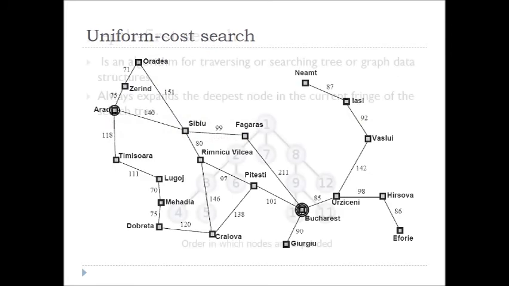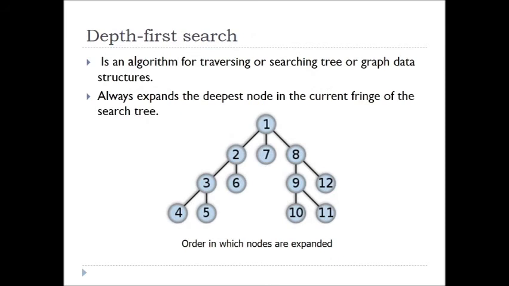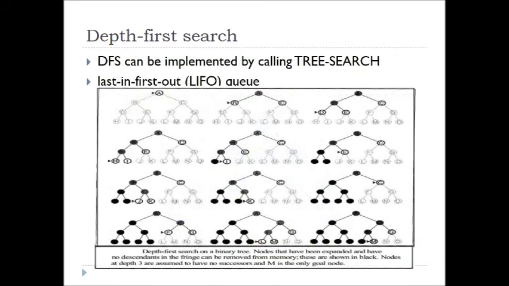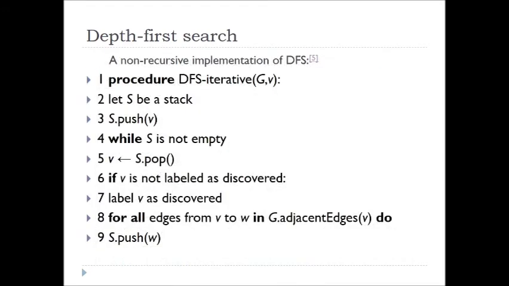Depth-first search is a simple strategy, or an algorithm, for traversing or searching tree or graph data structures. DFS progresses by expanding the first child node of the search tree that appears, and thus going deeper and deeper until a goal node is found, or until it hits a node that has no children. Then the search backtracks to the most recent node it hasn't finished exploring. DFS is implemented by calling tree search with a last-in first-out queue. There is also a non-recursive implementation of DFS.